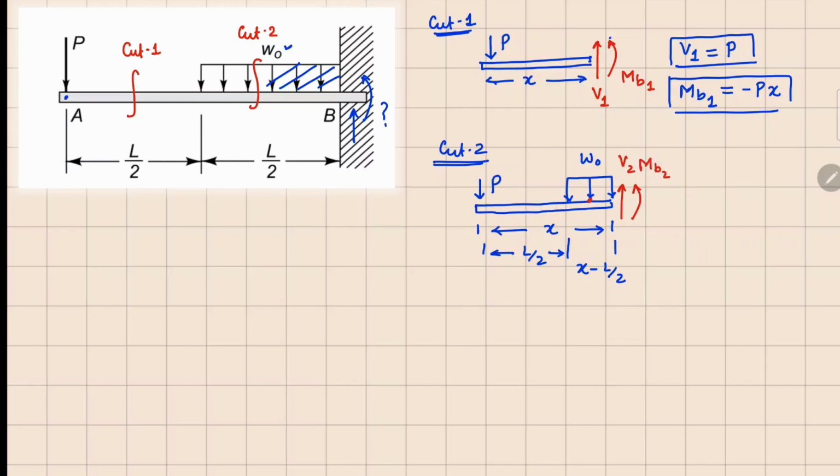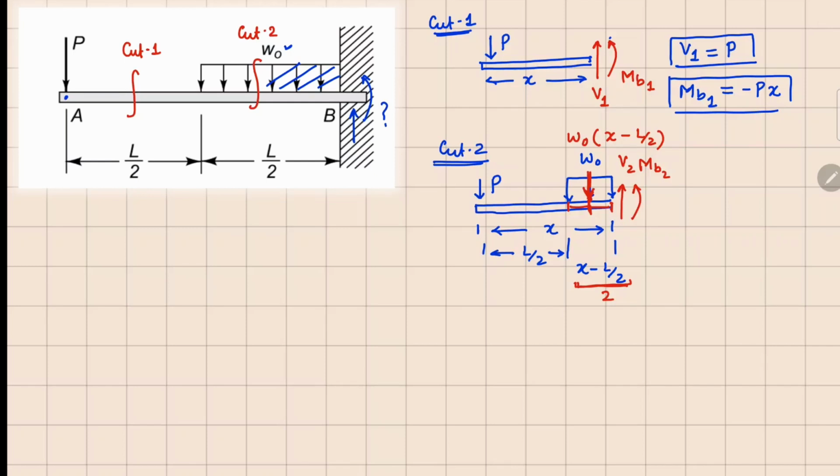Now for analysis, we can substitute this UDL with a point load. So we always substitute a UDL with a point load right at the center, and the net force at that point is going to be W0 times this distance on which it is acting, so x minus L by 2. And these distances are going to be exactly the same, so it's going to be x minus L by 2 divided by 2, one of these distances right here.